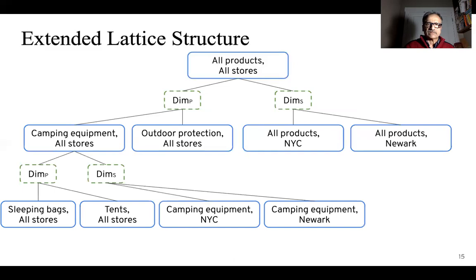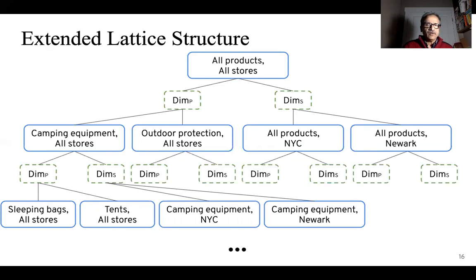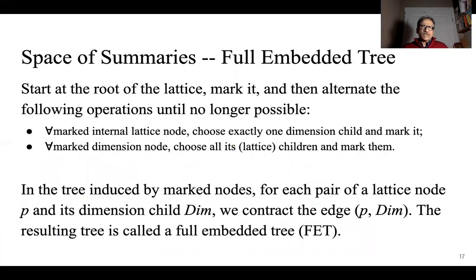And if you keep doing this, you will eventually get the entire lattice extended with these dimension nodes, which group together all the nodes that are obtained by starting from a parent node and drilling down along a particular dimension, in this case, product. Okay, so obviously what I show here is only a partial view of the entire extended lattice. What's the space of summaries from which to build the optimal summary, from which we seek the most concise summary?